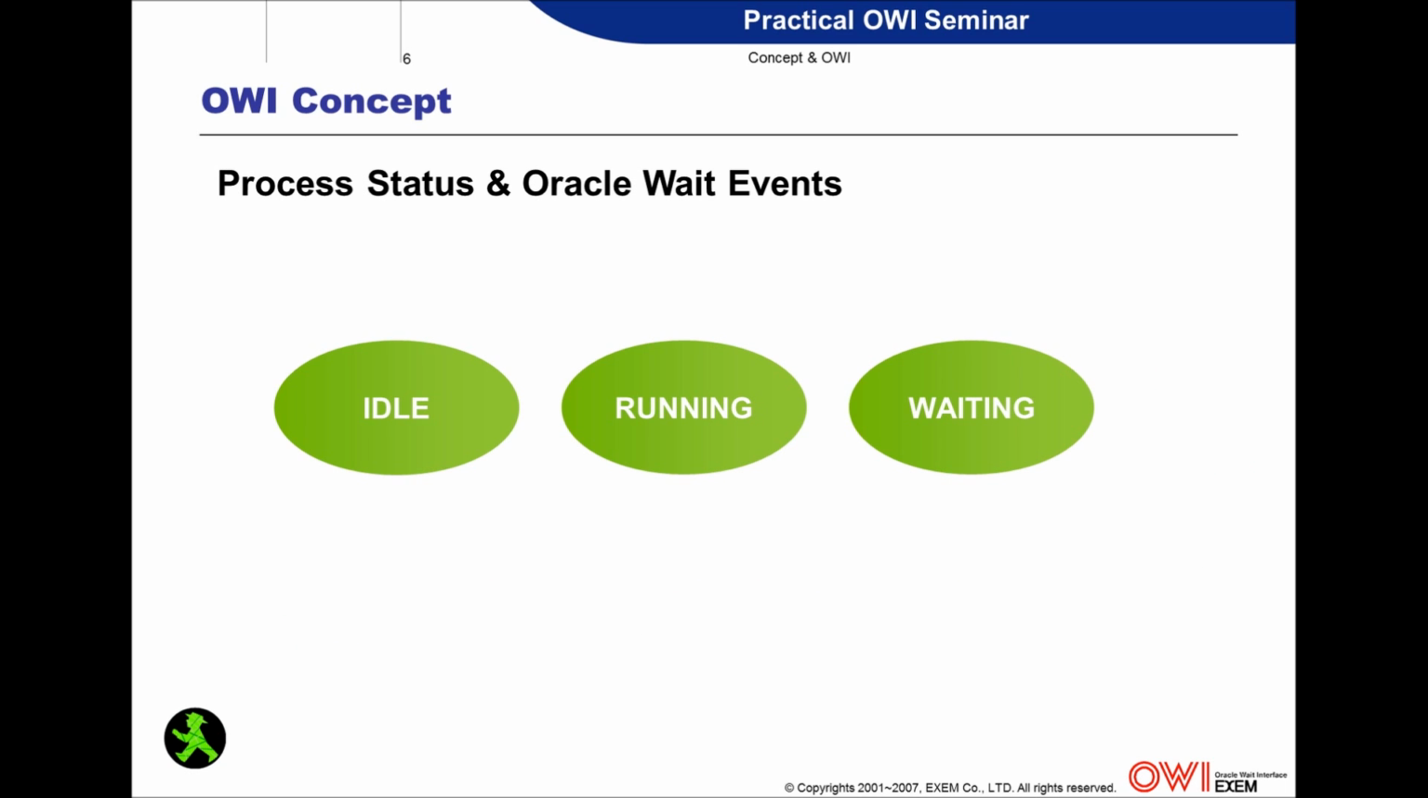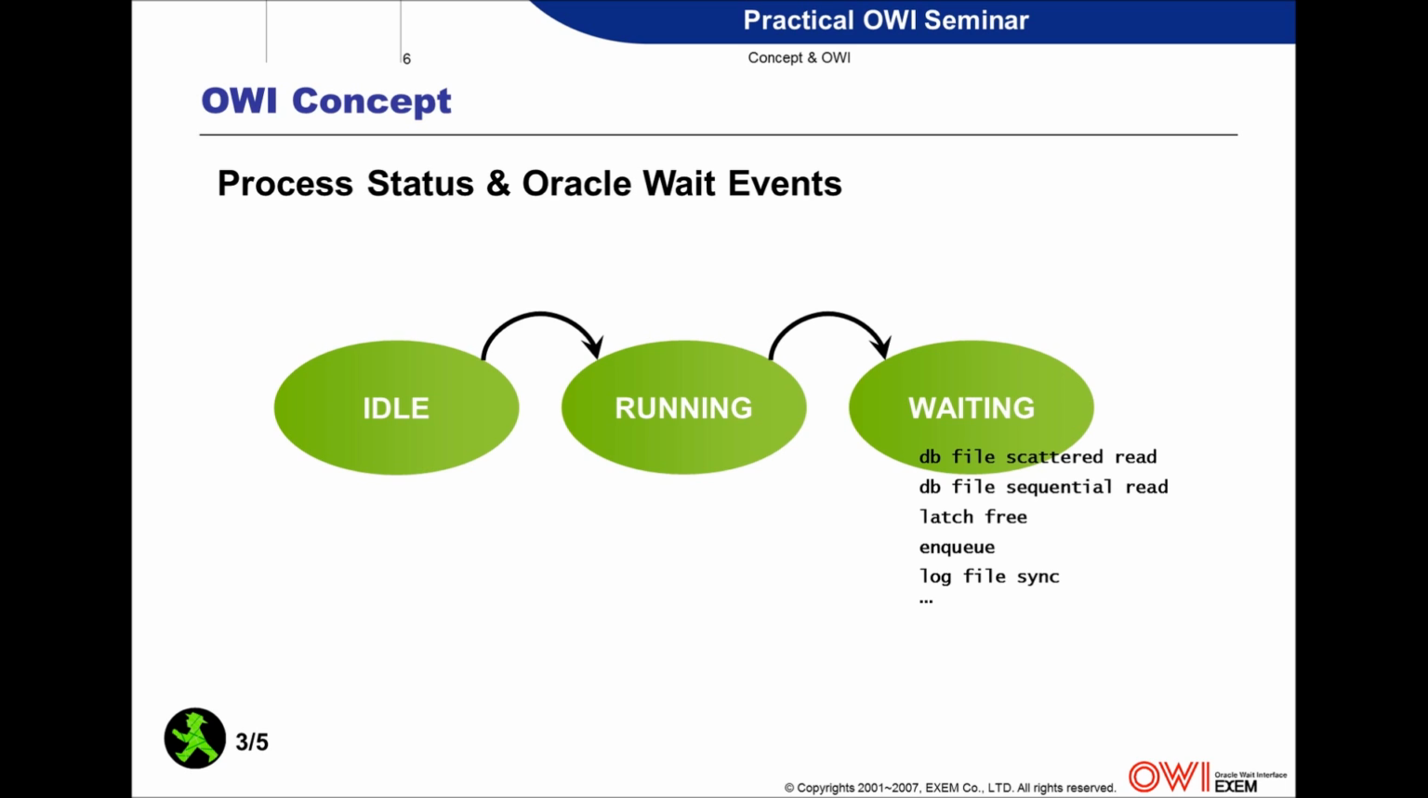Database response time consists of the service time and the wait time. The service time is the amount of time a process spends on the CPU. The wait time is the amount of time a process waits for specific resources to be available before continuing with processing, like DB file scattered read, DB file sequential read, latch free, and so on. This formula is based on the notion that at any point, a process is either actively servicing a request on the CPU or is off the CPU and in wait state. You can improve database response time by shortening the service time, the wait time, or both.